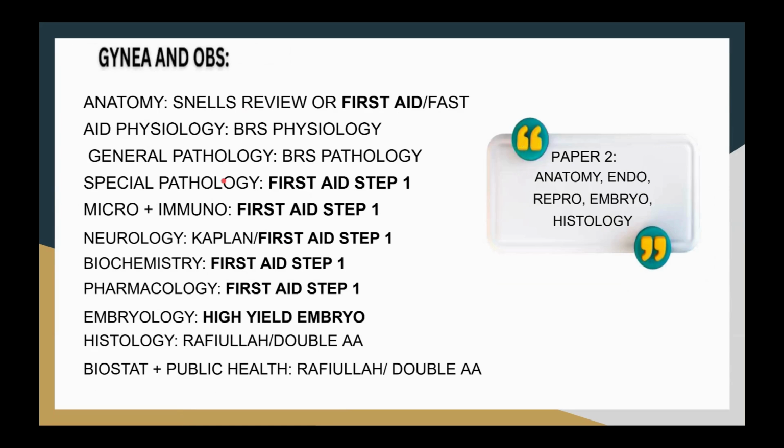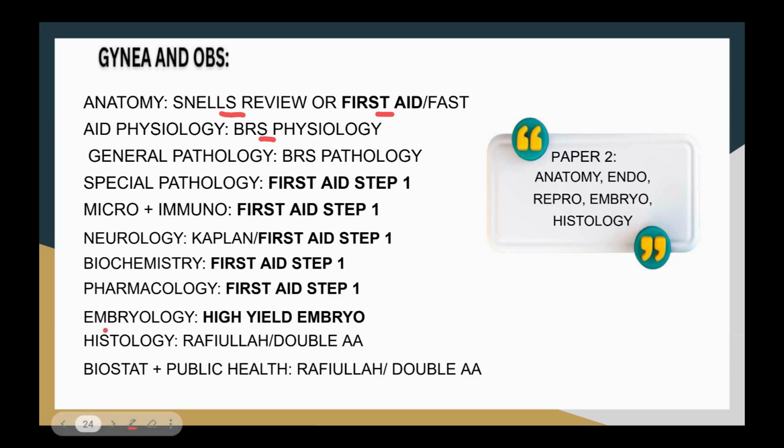So similarly, for gynae and obs, this is the sequence of books that you will be using. For anatomy, use Snell's review, and you can also go with the first aid if you think that you have a good grasp over the anatomy. For physiology, you can go with the BRS, and similarly, it has almost the same scheme.